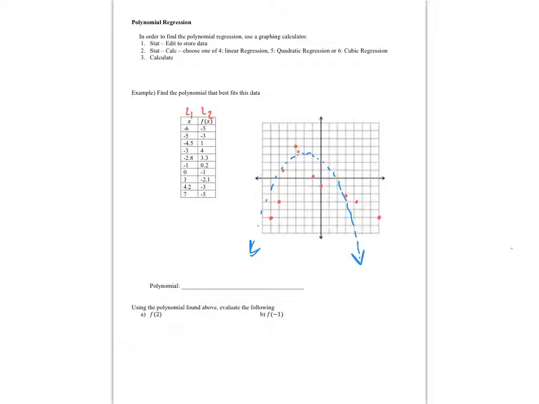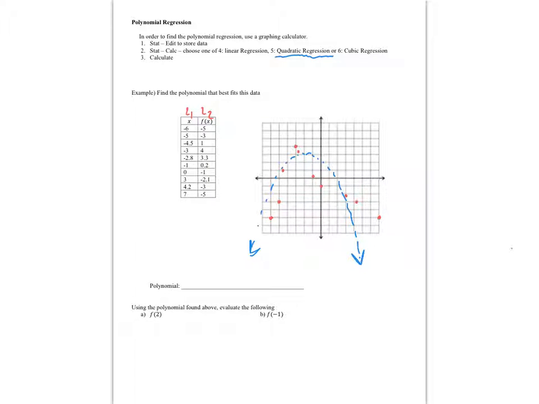That's up to you. So when you go to calculate that polynomial, you need to go to Stat, scroll over to Calc, and choose one of four. In this case, you would need to choose quadratic regression because this is a quadratic. The general shape of this data maps a quadratic. So you're going to calculate that equation.